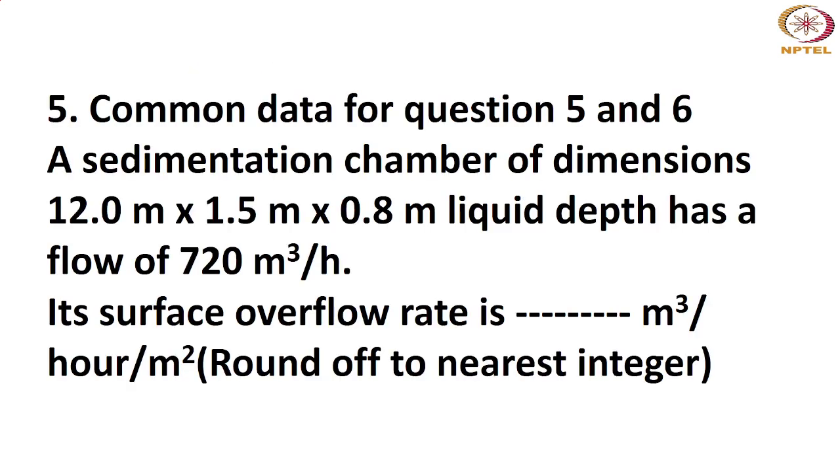So the next one is another numerical question, again with common data for question number 5 and 6. Please write down all the data. A sedimentation chamber has dimensions given as 12 by 1.5 by 0.8. So the liquid depth is 0.8 meter and the flow is given as 720 meter cube per hour. You have to calculate the surface overflow rate in the required unit, meter cube per hour per meter square.